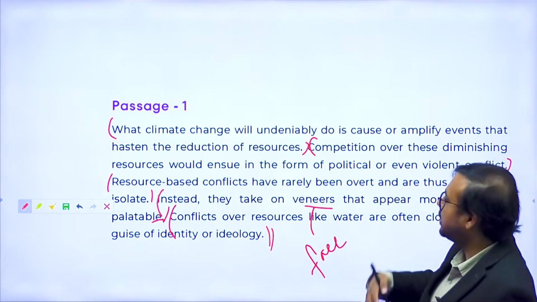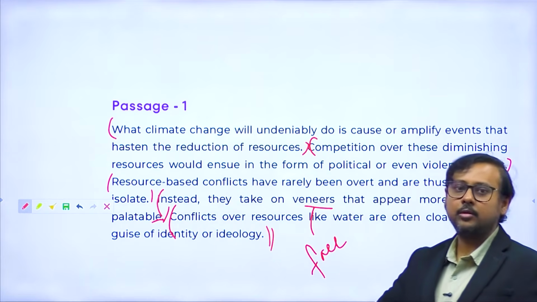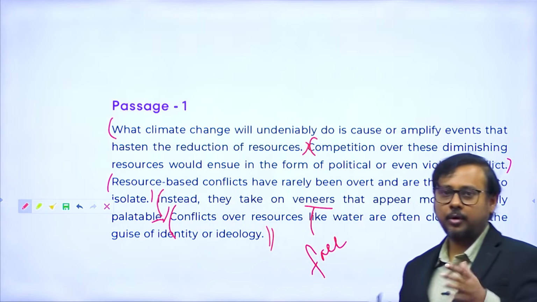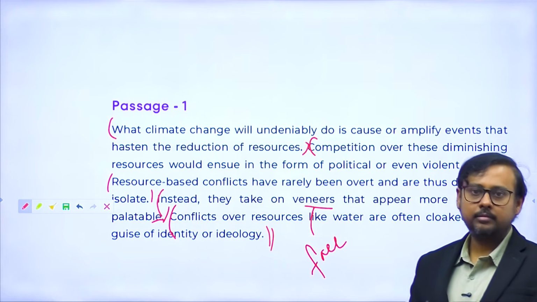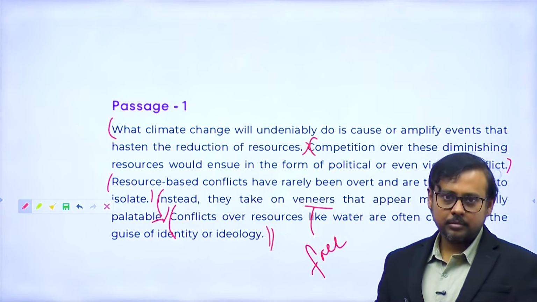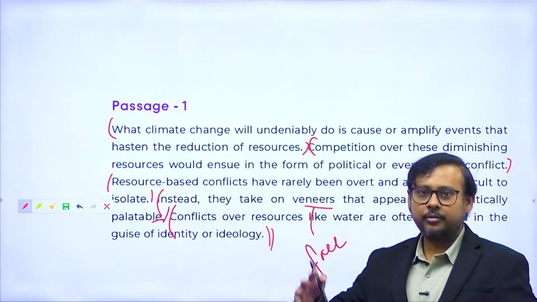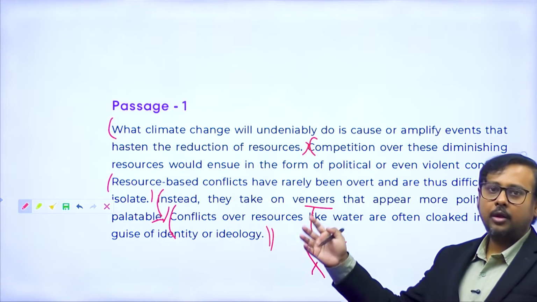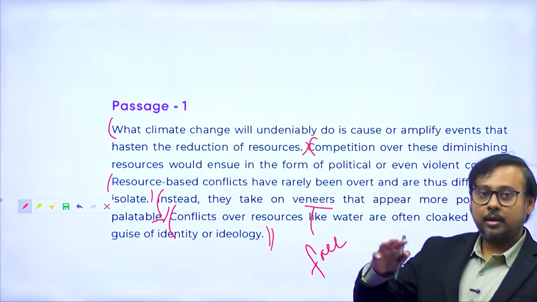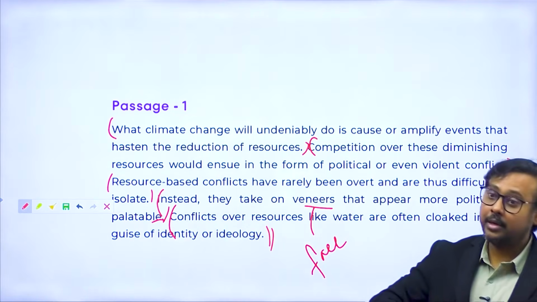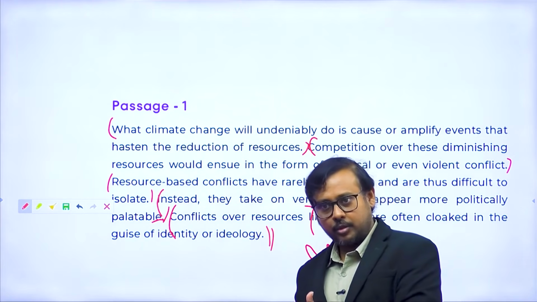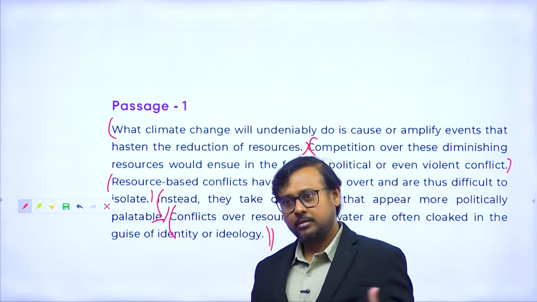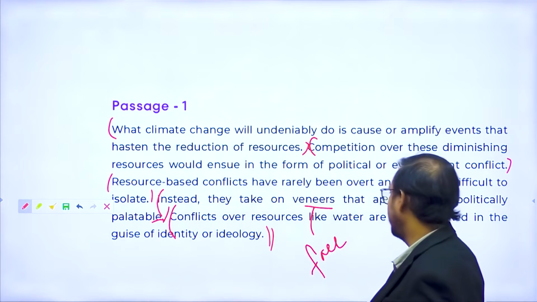Logical conclusion, in the sense that whatever we have repeated, we can repeat that also, like from every sentence, what information at least. Lack of resources often leads to consequences of political nature. But can I say that climate change leading to reduction of resources leading to conflict? Can I say this? Okay.